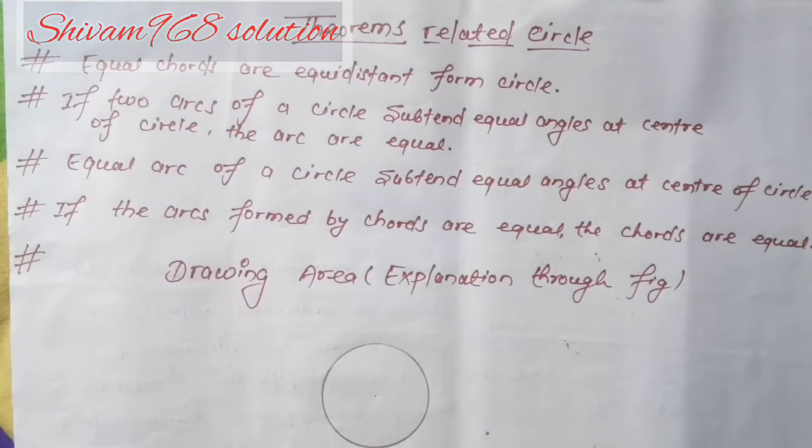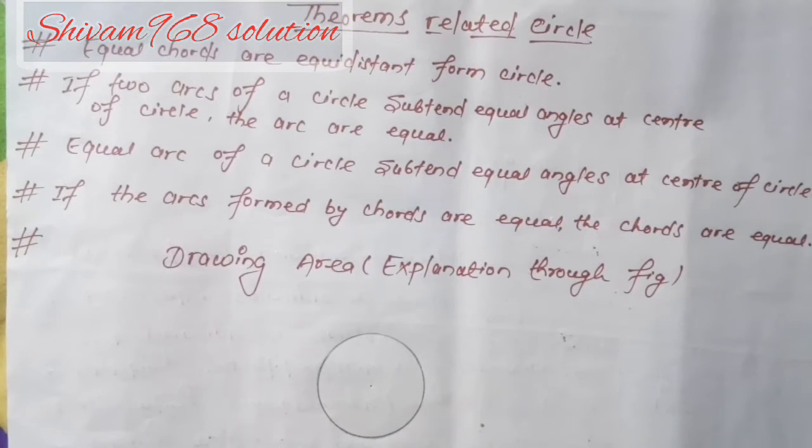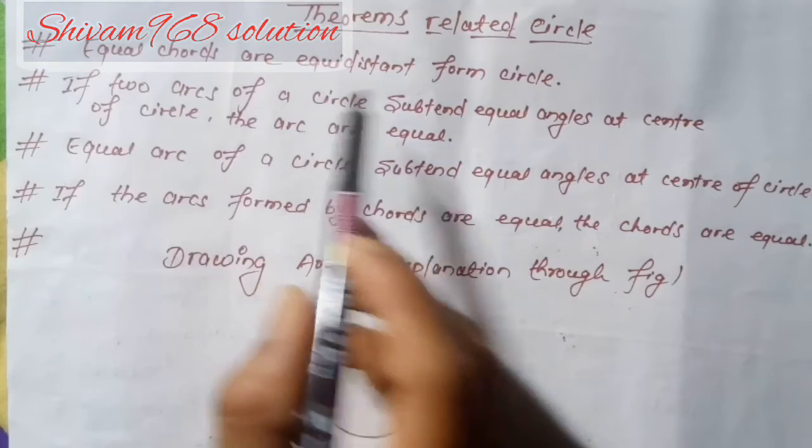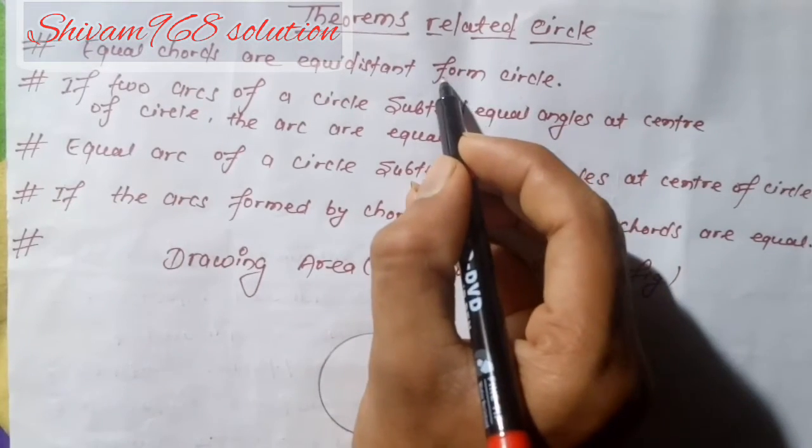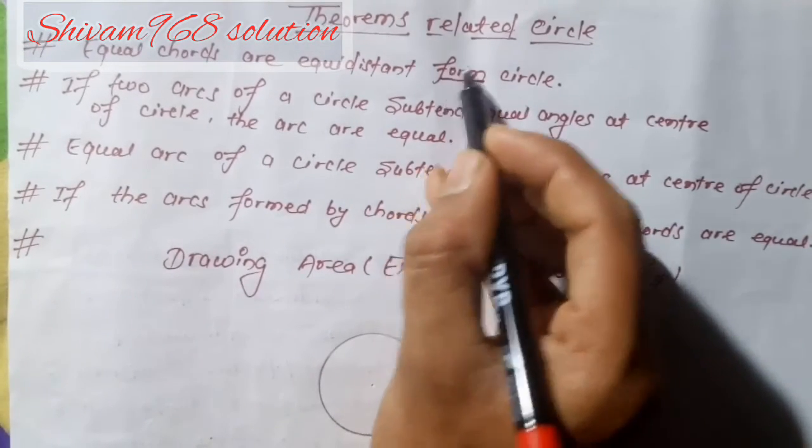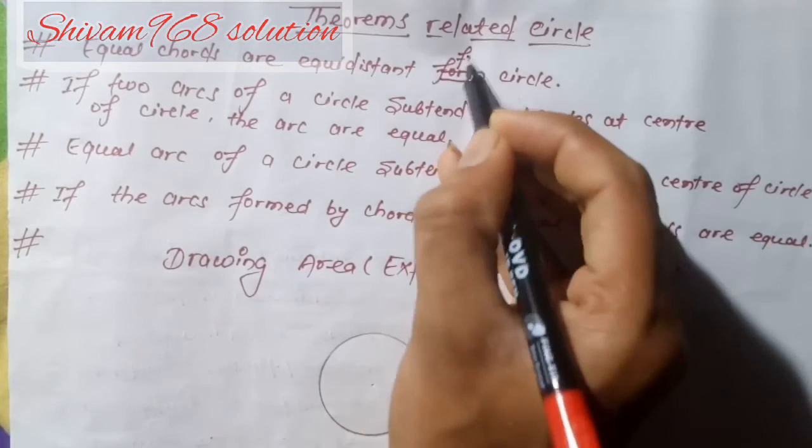So, theorems related to circles. The first theorem, and then we will go to exercises and solve some problems in order to make you understand that the use of theorems plays a vital role in solving problems. So the first one is: equal chords are equidistant from the center of a circle. The spelling here is wrong, this is "from."